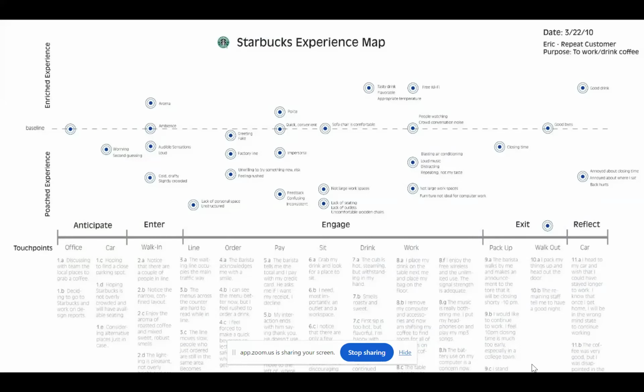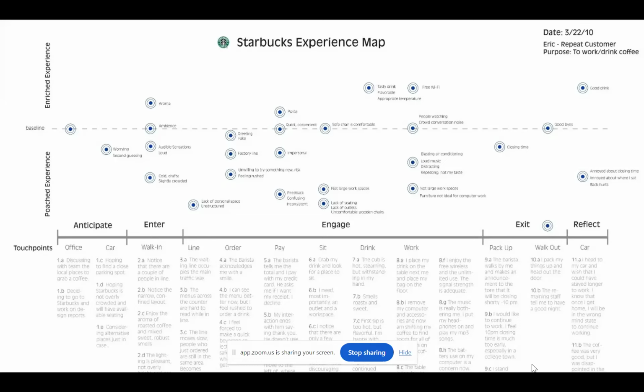The first area is, okay, if Starbucks wants to give an excellent service, that's the enriched experience. It's above and beyond. The baseline is this particular thing. That's the least they want to be able to do. A reduced service is the one below, and the reaction and the feeling and all of that. And then the different touch points.